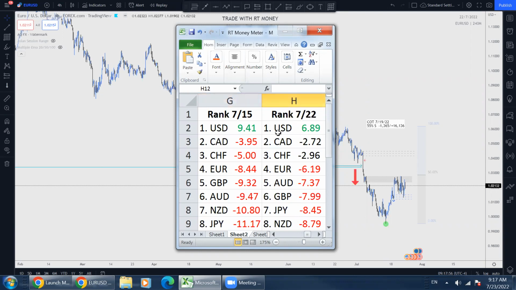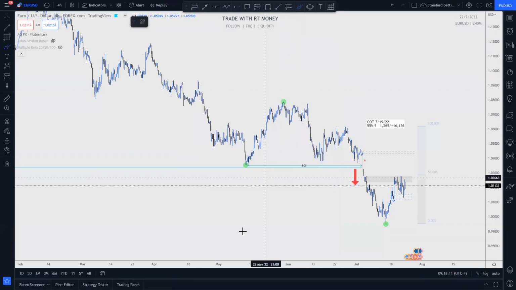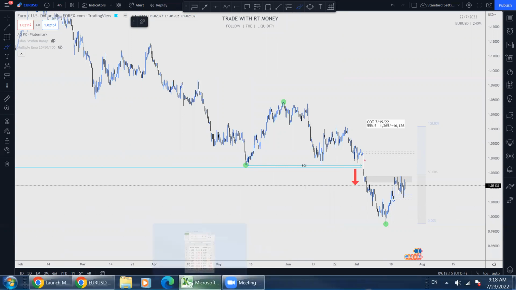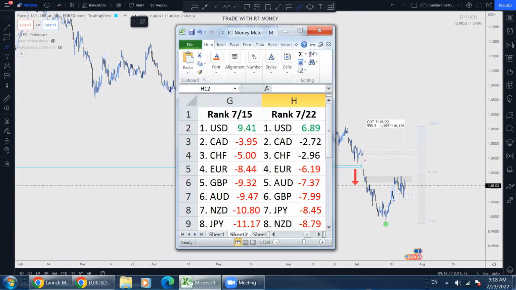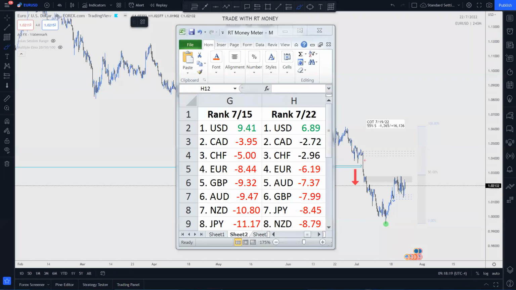And what do we see? For the USD, we had a little fall off from last week, 9.41 last week to 6.89. What is that? All it is, it's disappearing. I hate it when I do that. Oh, you know what? I'm going to start using a different annotation.